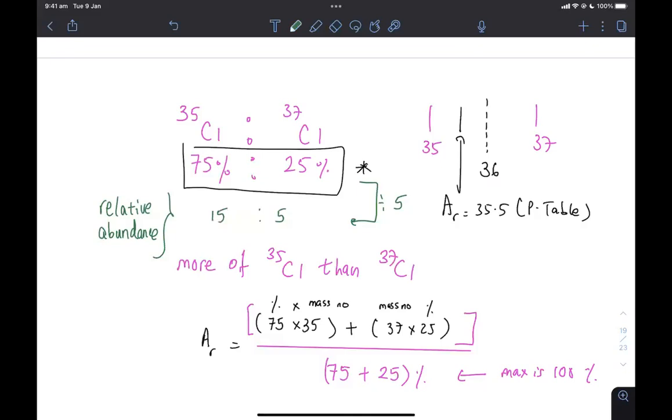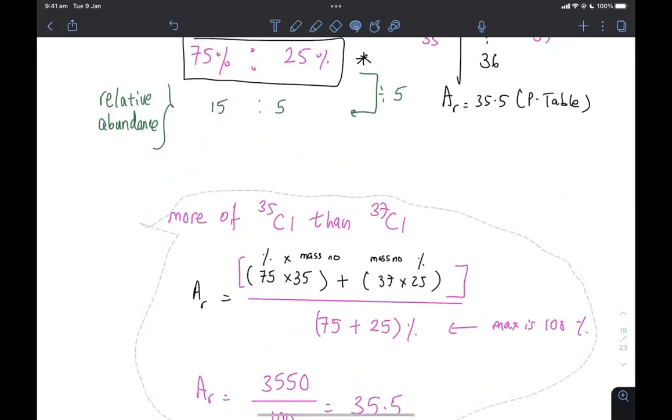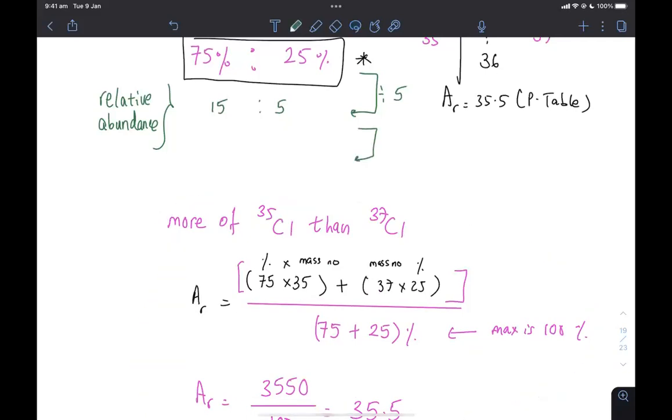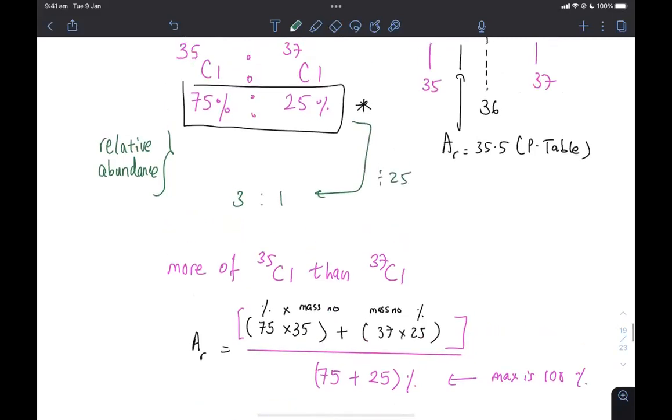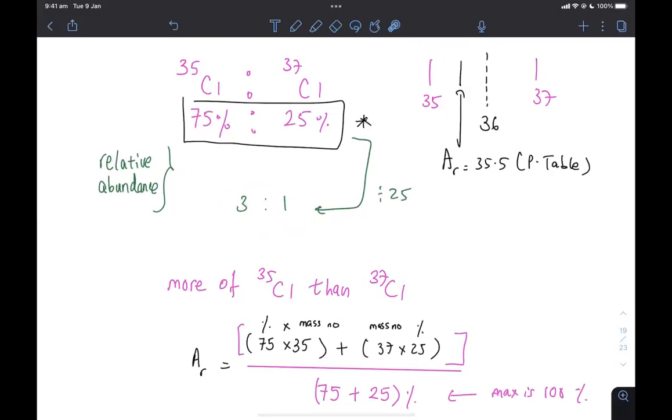So what can I do further? How can I simplify? Divide by 5 again. So I will get 3 is to 1. So altogether, I can divide by 25, and I get 3 is to 1. This is a very important number. 3 is to 1 is how much more you have chlorine 35 than chlorine 37.